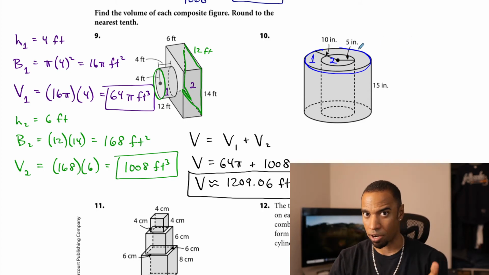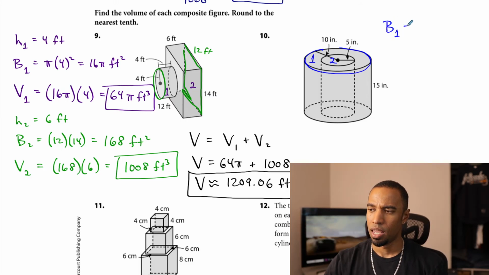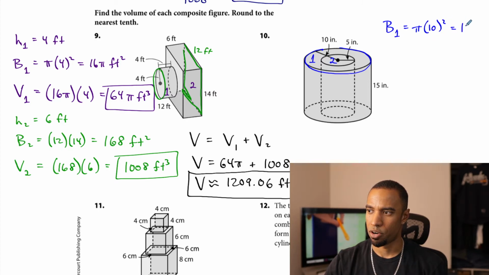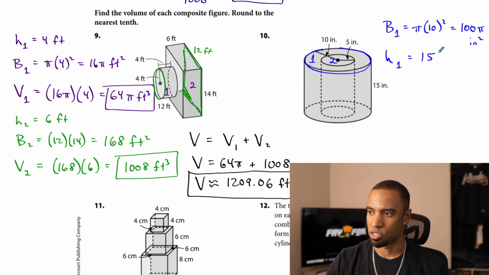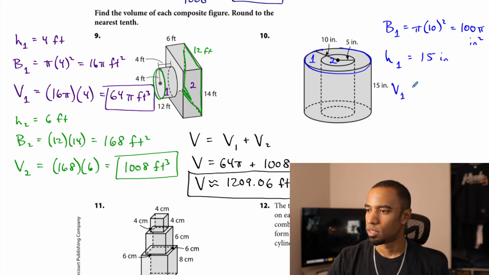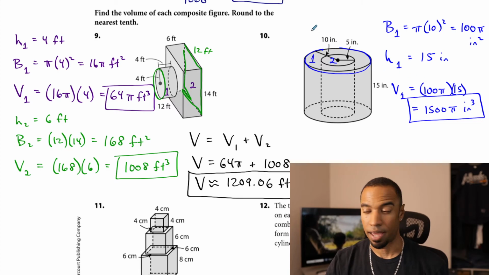Now it is cylinders, so pi r squared is the area of the base here. So the area of base 1 is going to be pi times 10 squared, which is 100 pi square inches. And then the height of that bigger cylinder is 15 inches. So the volume of the larger one is 100 pi times 15, which is 1,500 pi cubic inches. I'll leave it at that until I add in the end.